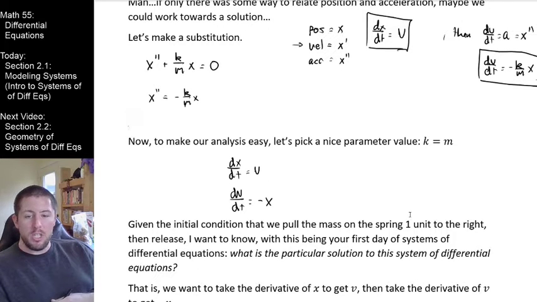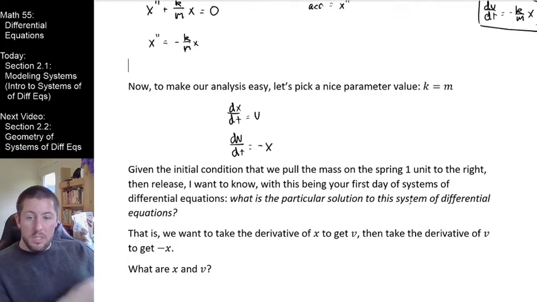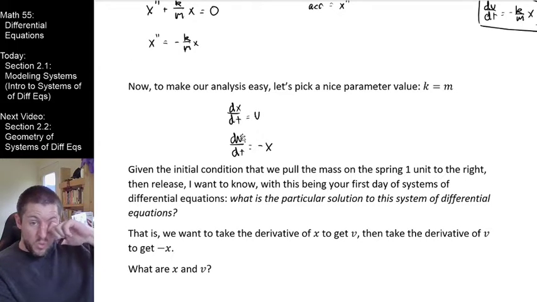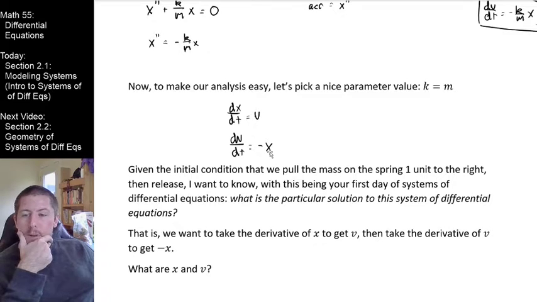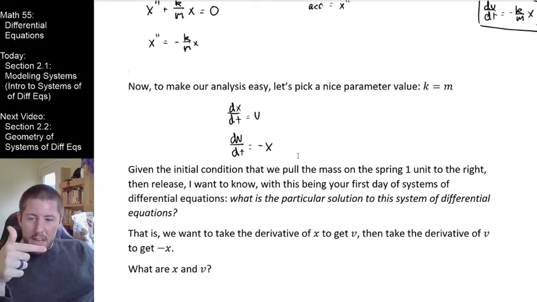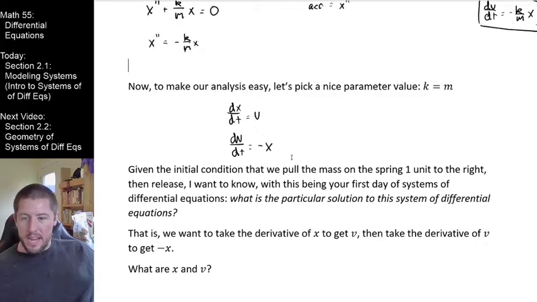And I want you to answer by just looking at this thing, because you know calculus. My question to you is, we want to find functions x and v, both of t, where the derivative of x gives you v, and then you take the derivative of v and it gives you negative x. Do you know an equation x and v that satisfy that? Where you take the derivative of one and it gives you the other, and then you take the derivative of the other and it gives you back the first but times the negative? Yes, you do know these things because you know trig.